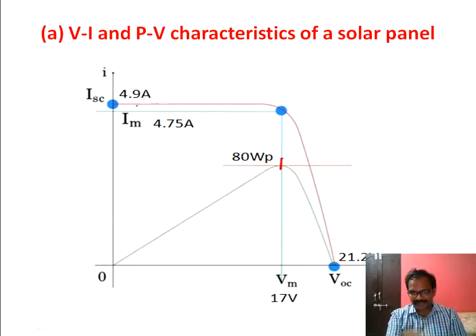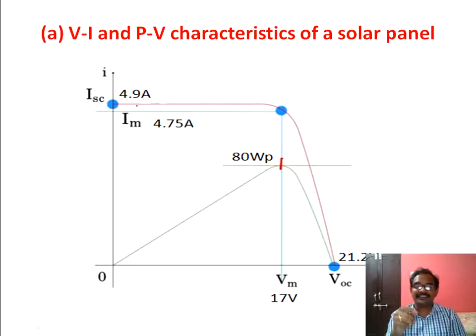Now we know what the IV and PV characteristics of a solar cell are. Right. That red color one is the IV characteristic and the green color one is the PV characteristic. What is the ISC? 4.9 amperes. What is the VOC? 21.2 volts. We have marked those two values. What is the maximum power? 80 watt peak. And on the green color curve we have marked the 80 watt peak.